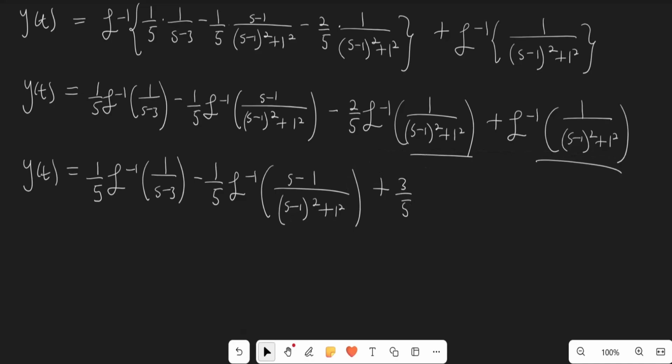Because these functions are the same, that will sum to 3 over 5. The 5 is not written properly. Then the Laplace inverse of 1 all over (s minus 1) all squared plus 1 squared.